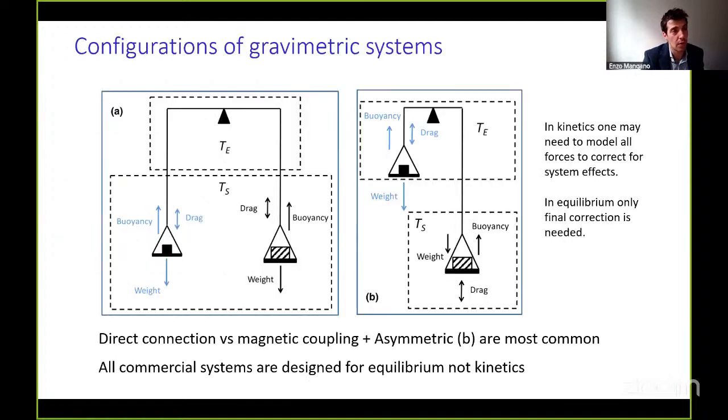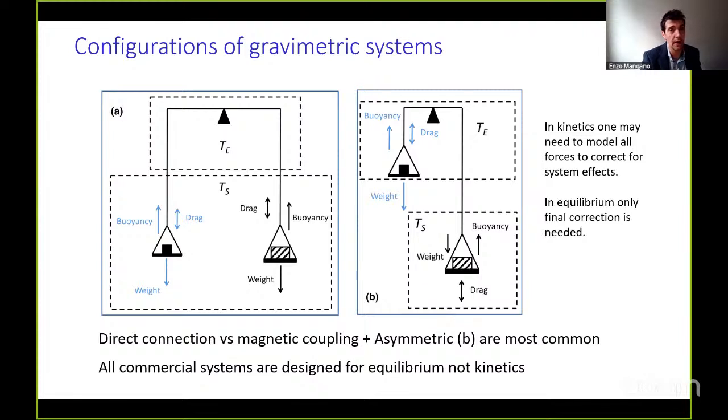Gravimetric systems, from the point of view of the technique, are very straightforward. What we are measuring is the mass of the sample as adsorption takes place, and the mass is calculated through a balance of forces. There are two main configurations for this system. They can be directly connected or magnetically coupled. And in most systems, they are in an asymmetric configuration, like the one you see in the picture on the right, or in a symmetric configuration, like the one on the left.